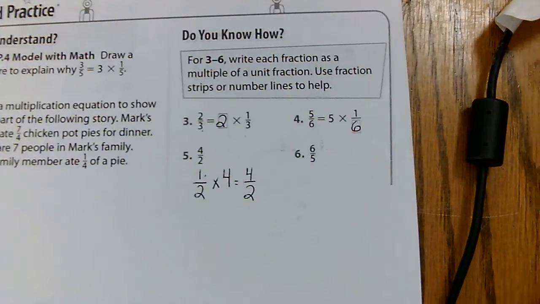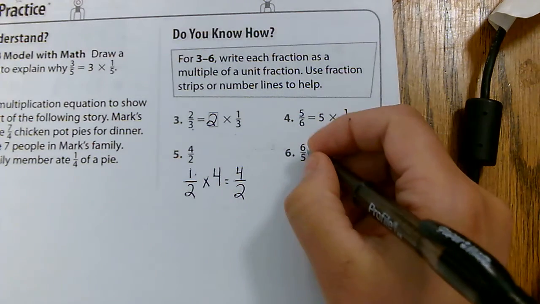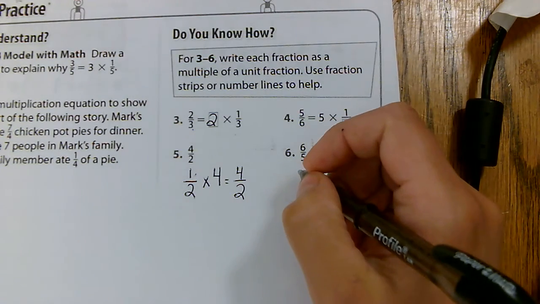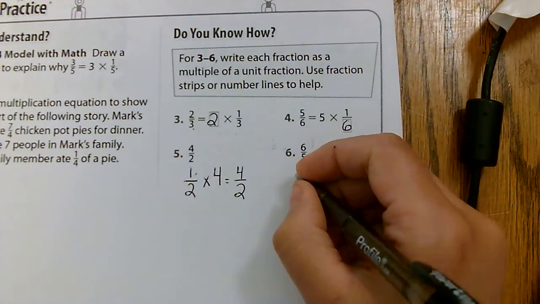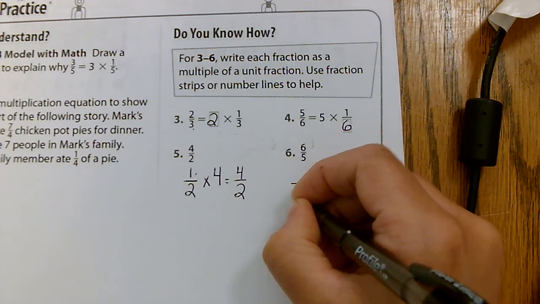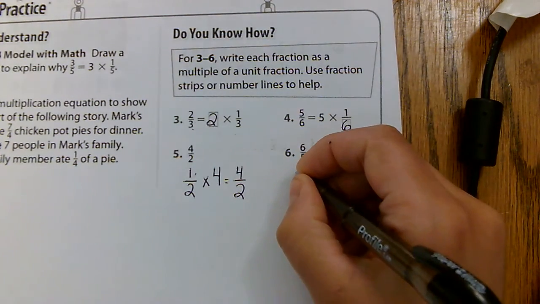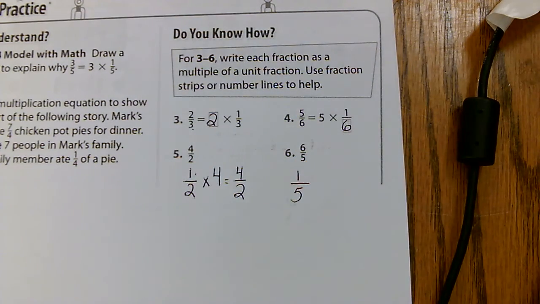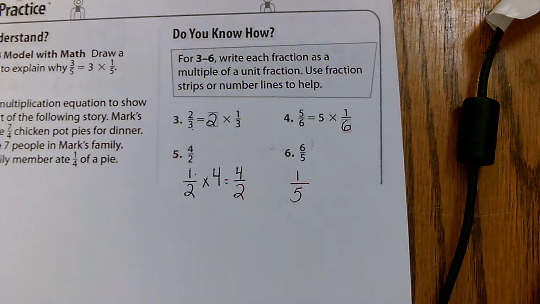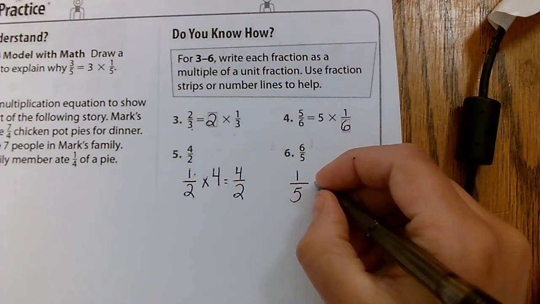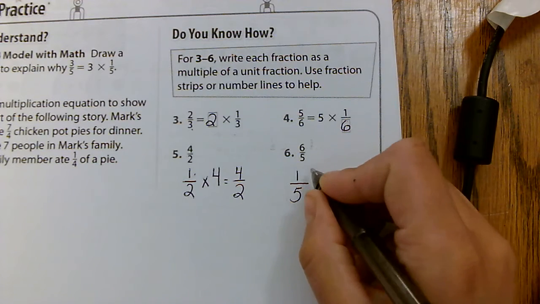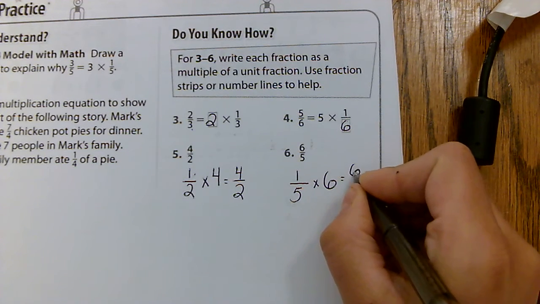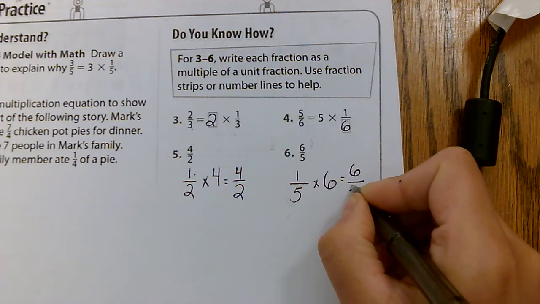Well, let's try number 6. 6/5. Well, let's think. What would the unit fraction be for 6/5? Well, the denominator would be the same. It would be 5, but the numerator has to be 1. So what times 1/5 would give us 6/5? Well, it would have to be 6. Because I would do 6 times 1, that's 6. And then the denominator stays the same.